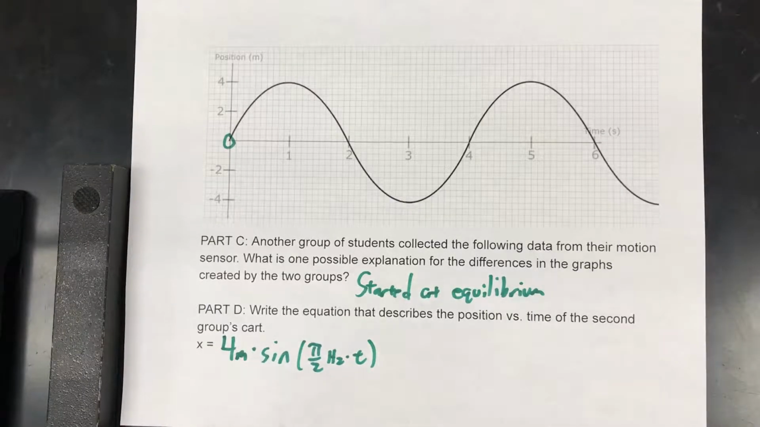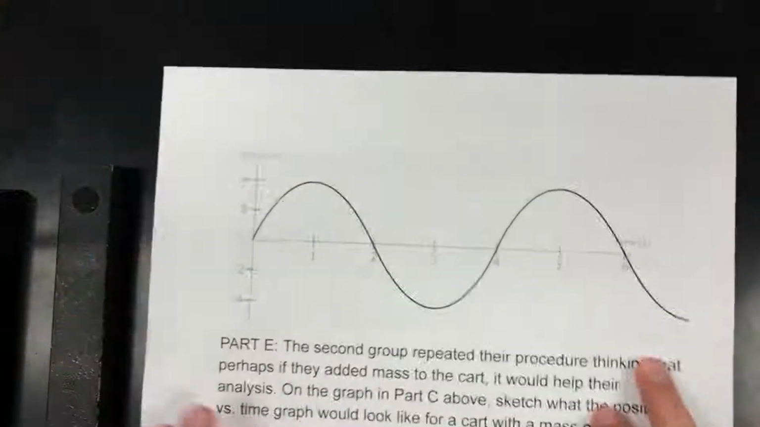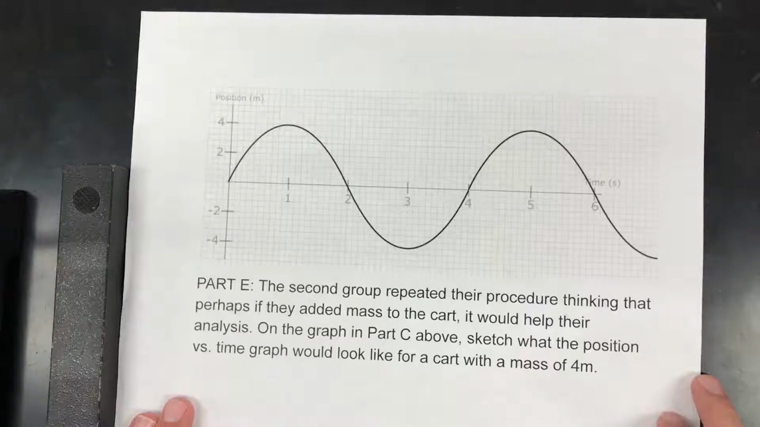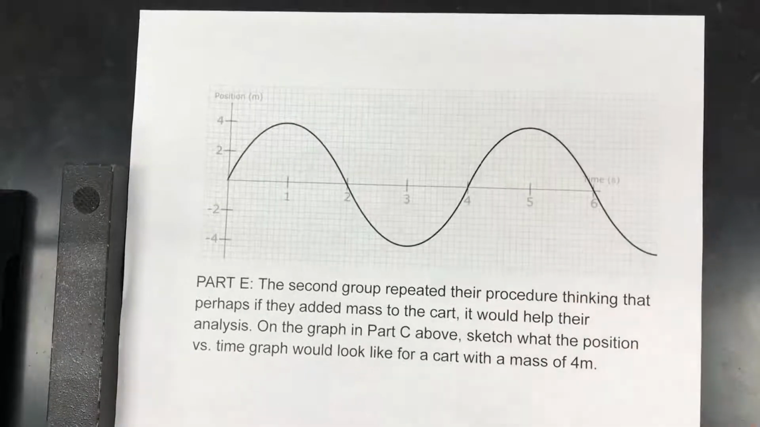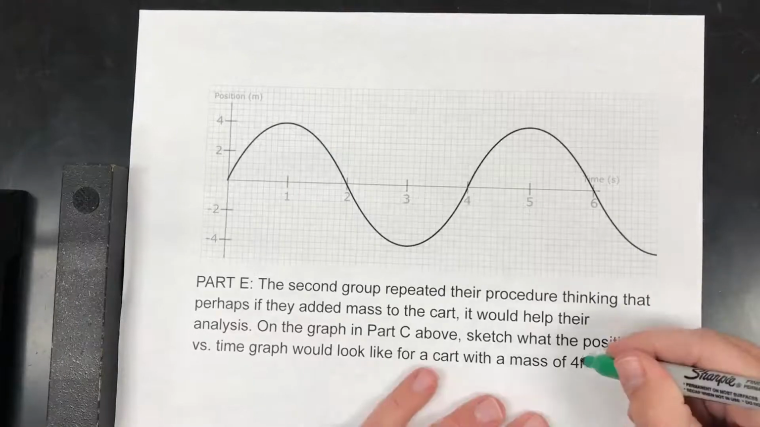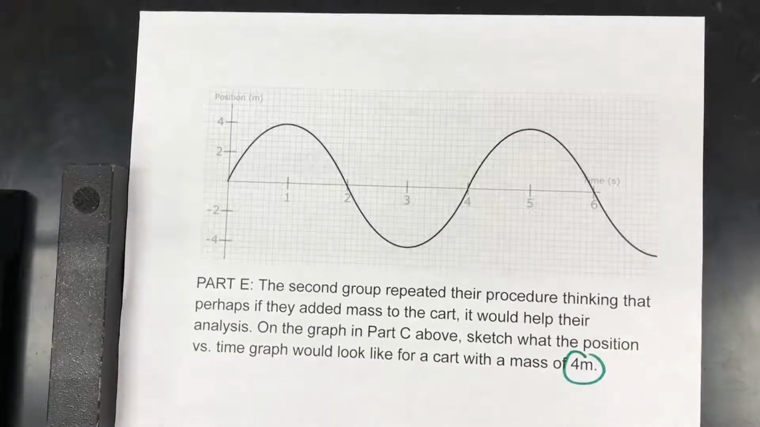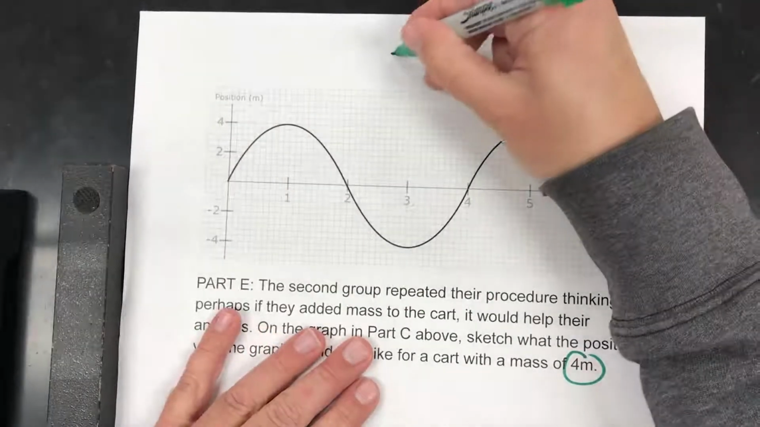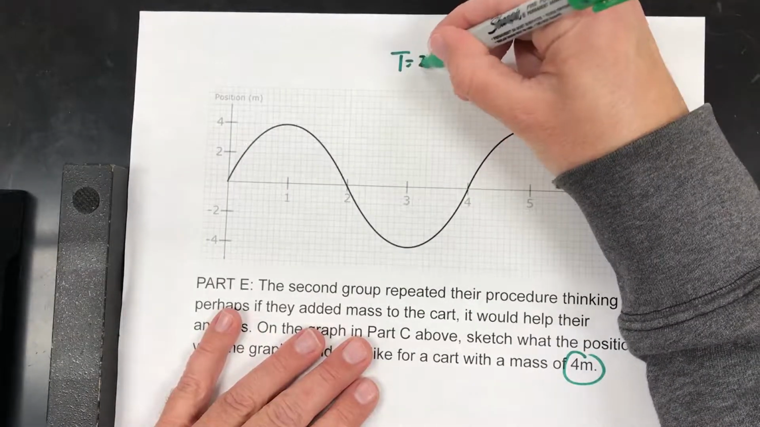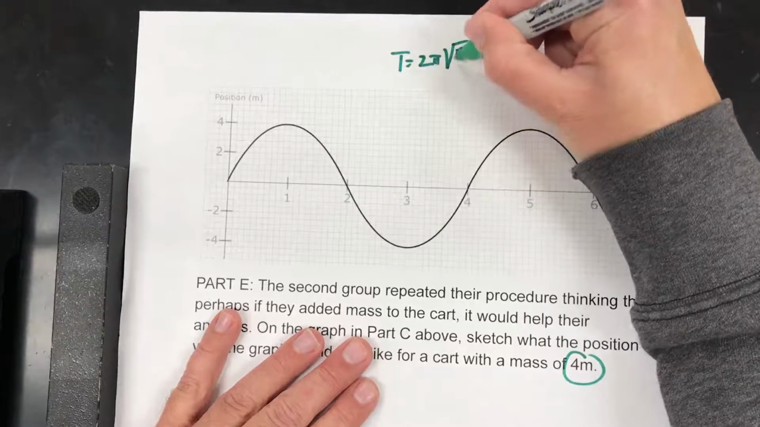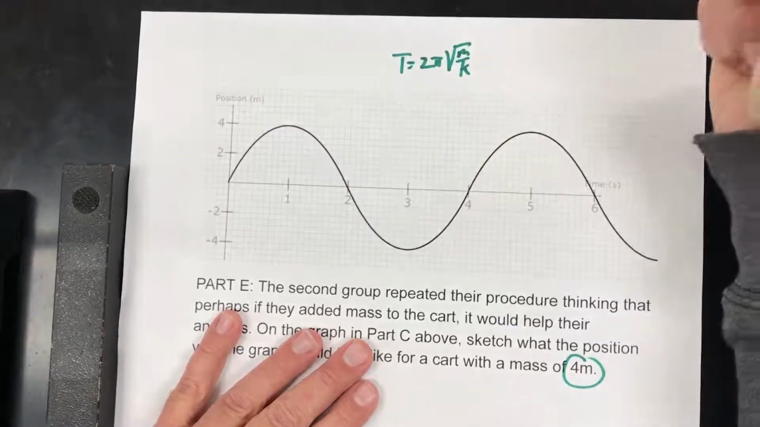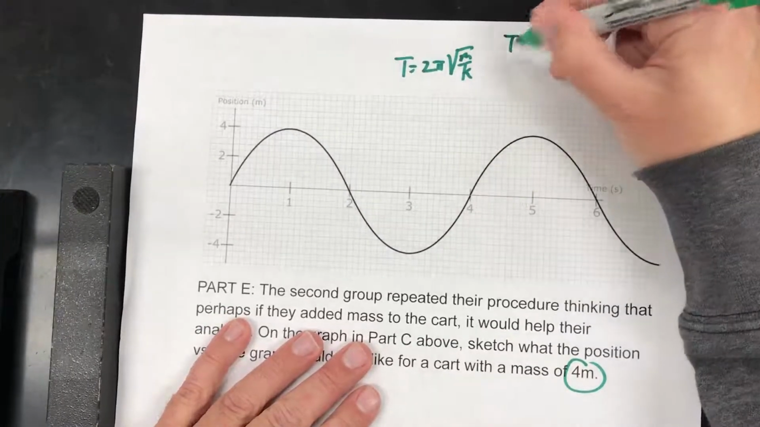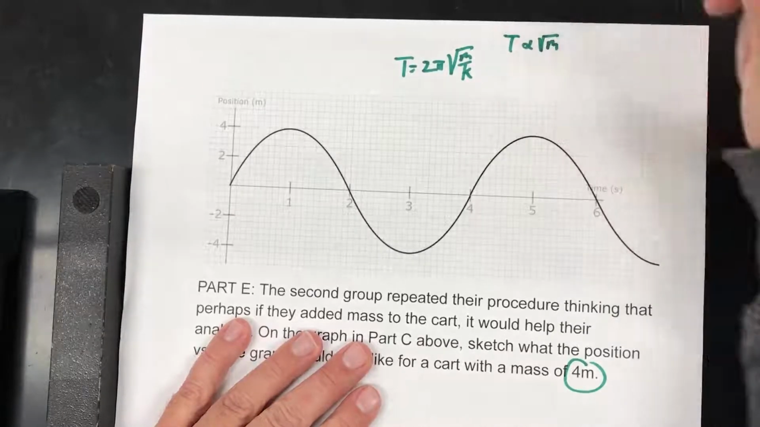So on the very last part here then, they say, what if another group, here's our old graph by the way, what if another group put mass in the cart and filled it up till it had a mass of 4m? What effect would that have on this graph that's right here? Well, look at the equation for the period of a mass on a spring. Mass is under the radical there. So period is proportional to the square root of m.